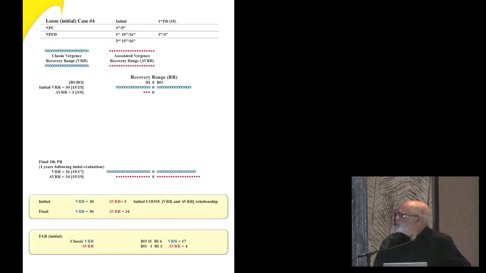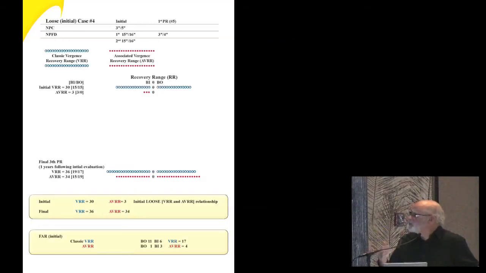Here, we've got another loose relationship. Near point of convergence is 3 over 5 inches. Near point of fixation disparity is 15 over 16 inches, done twice. Recovery is pretty good. But when you drop down to the beginning of the recovery range, you see a 30 prism diopter spread, very balanced, center of symmetry around ortho, but the disparity was offset. Final, we got a spread of 36 over 34.